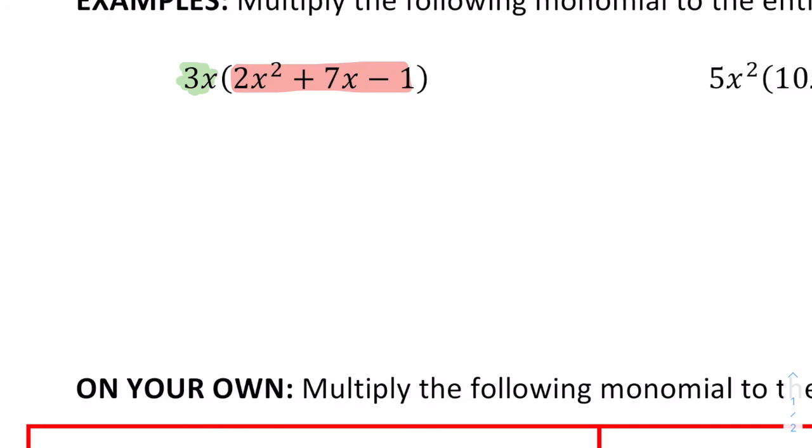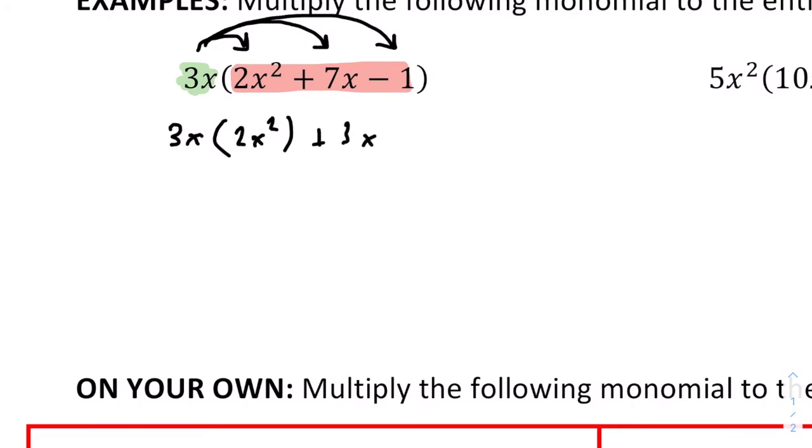And so what we're going to do is the exact same thing that we just did, but now we have to do it 3 times. So I'm going to multiply the 3x times the 2x squared, the 3x times the 7x, and the 3x times the negative 1. All right, so I can write this all out. So I can say 3x times 2x squared plus 3x times 7x, and then minus, because of that minus sign right there, minus 3x times 1. I could have done plus 3x times negative 1, but either way, it's about the same.